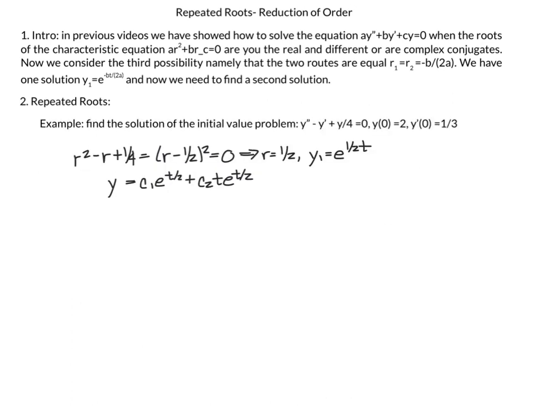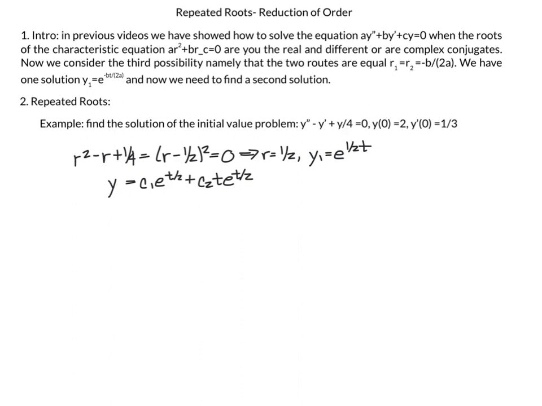We will do another example. So we have y double prime minus y prime plus y over 4 equals 0, and it's an initial value problem. y of 0 is equal to 2. y prime of 0 is equal to 1/3. So looking at this, we get our characteristic equation, taking the coefficients from our differential equation. We have r squared minus r plus 1/4, which is equal to r minus 1/2 squared, is equal to 0. That means r is equal to 1/2, and our first solution is equal to e to the 1/2 t.